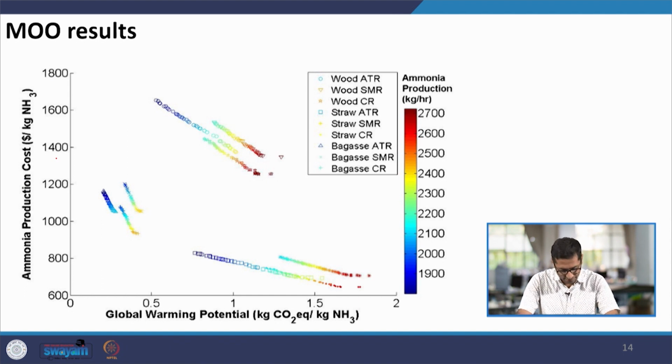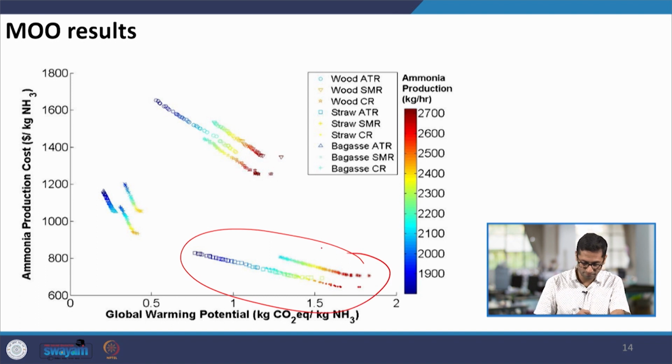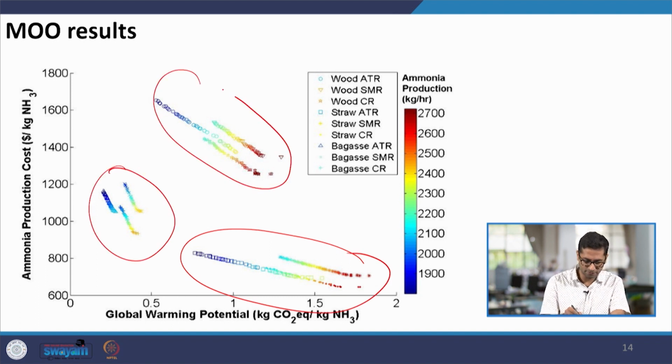So on the x-axis, what you have is the carbon footprint in terms of kgs of CO2 equivalent per kg of ammonia that is produced, and on the y-axis you have the ammonia production cost in terms of dollars per kg of ammonia. And we have the results for the 3 cases in the 3 countries. So if I talk about India, these are the results for India, these are the results for Brazil, and finally we have the results for Australia.